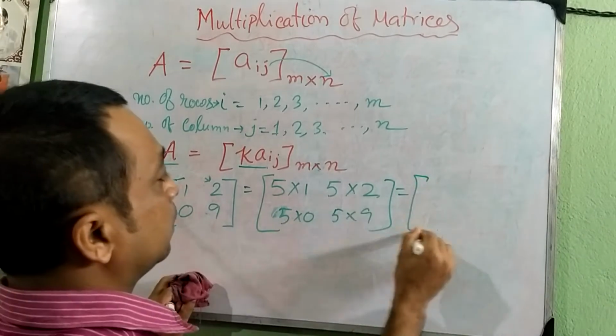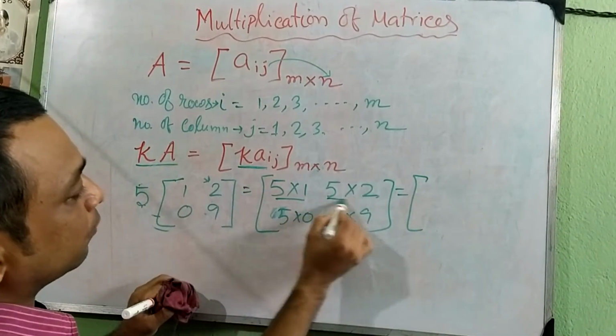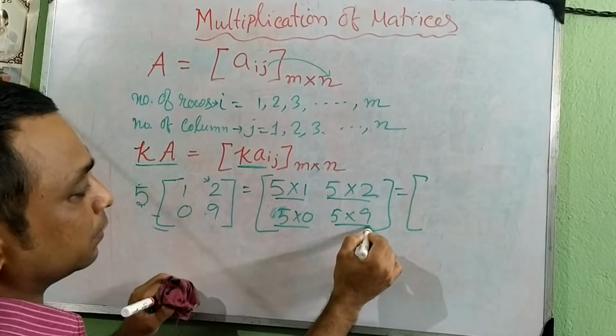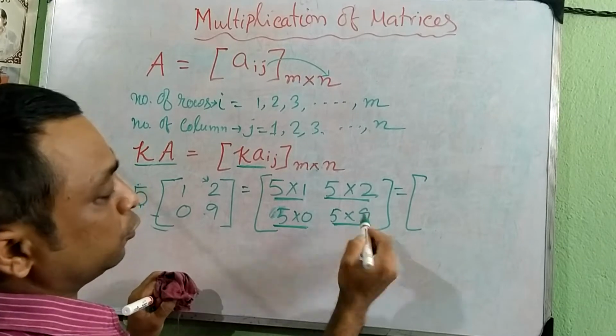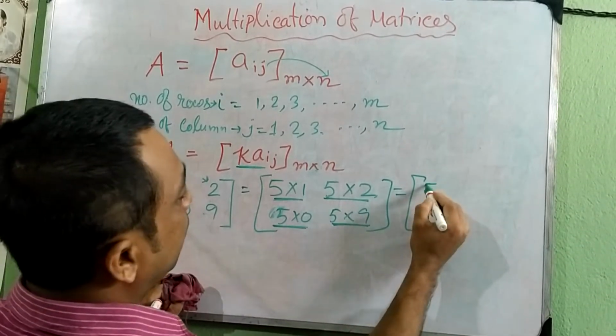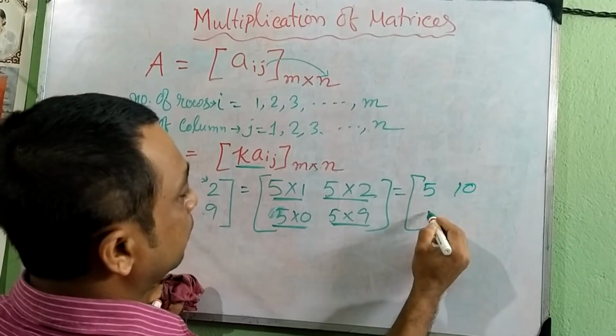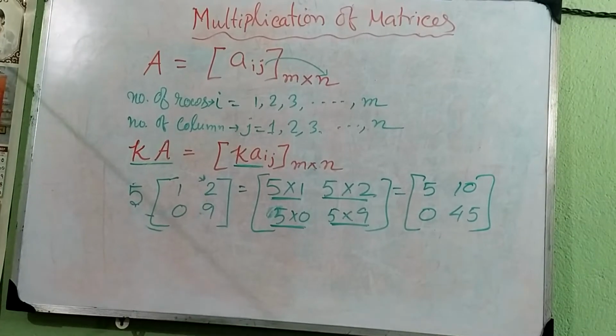So that's why I am telling k aij. So k11, k12, k13, k14. Sorry, that previous one. The result is 5, 10, 0, 45. This will be the product.